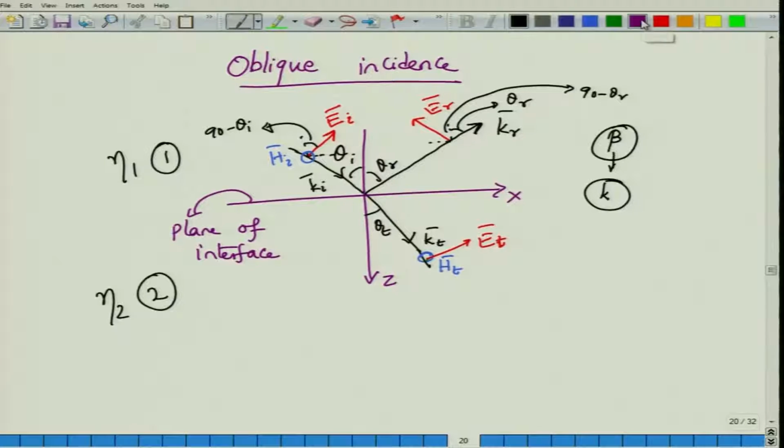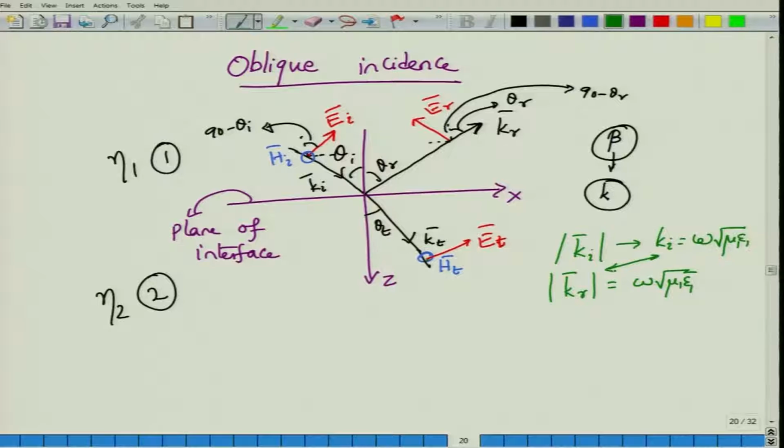Let me also give you a second note which is important in this context. Because the incident plane wave has a propagation vector k_i, the magnitude of this k_i, denoted just by k_i without a bar on top, must be related to the frequency of the incident wave and the constituent parameters of the medium. So this must be omega times square root of mu 1 epsilon 1. Because the reflected wave is also in the same medium, the magnitude of k_r, the reflected wave vector, must also be equal to omega square root mu 1 epsilon 1. These two must therefore be equal in magnitude. Of course, in direction they are different, but in magnitude they have to be equal.